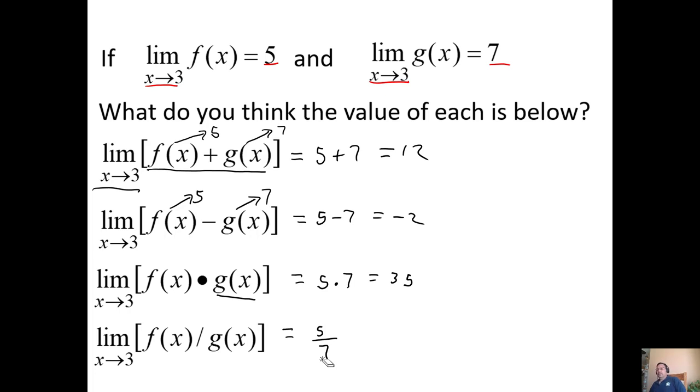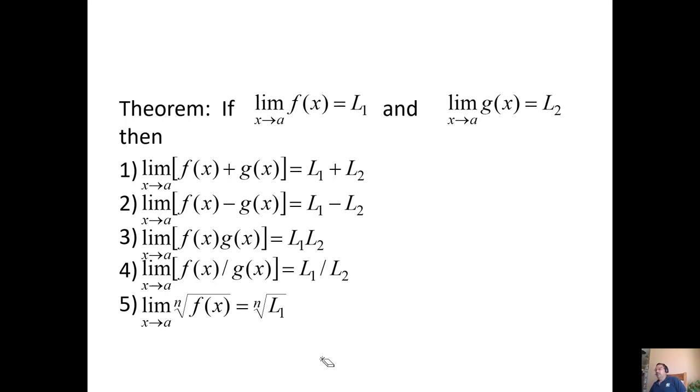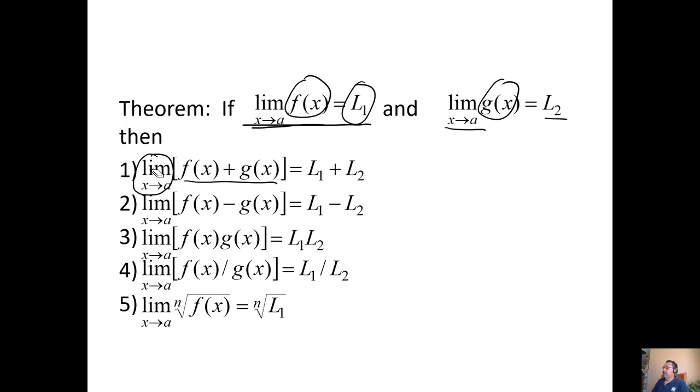Actually, there's one more. So here it is in more abstraction. All this says is for this function f, as your inputs get closer and closer to a value of a, your outputs approach this number L1. And for the function g, as your inputs get closer and closer to a, your outputs approach L2. If you make a new function by adding those two functions together and you're being asked to find the limit, it should make sense then that the limit be the sum of the two limits. If this one's going to L1, and this one's going to L2, the sum should go to L1 plus L2.